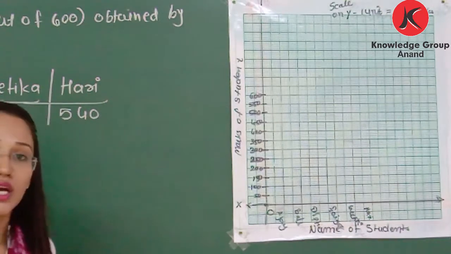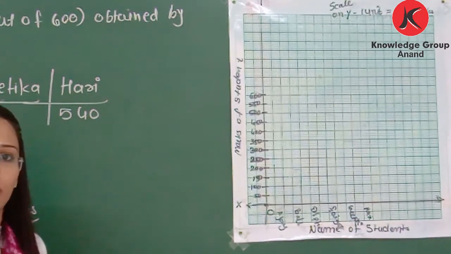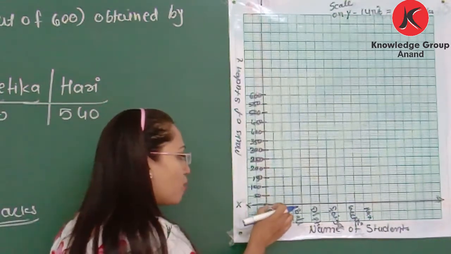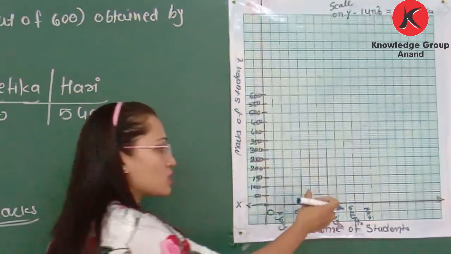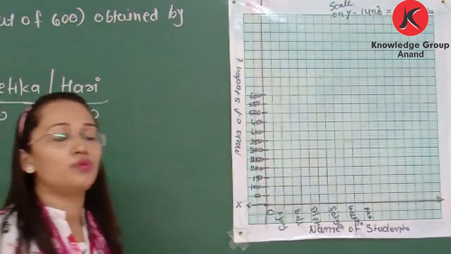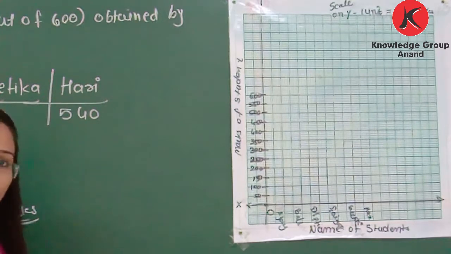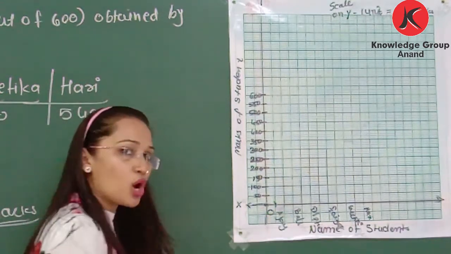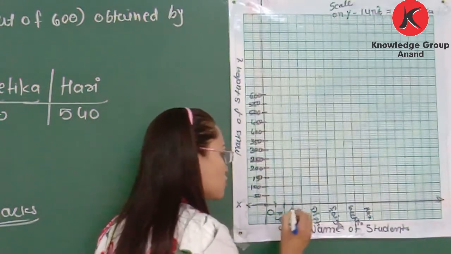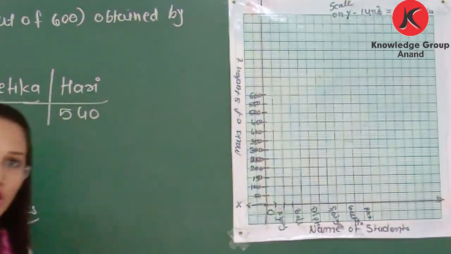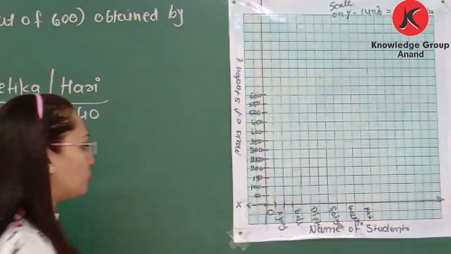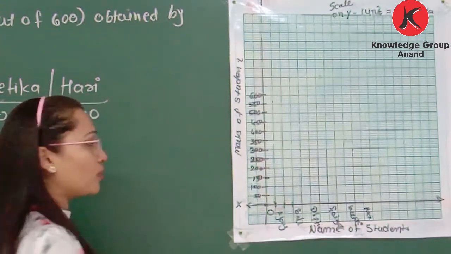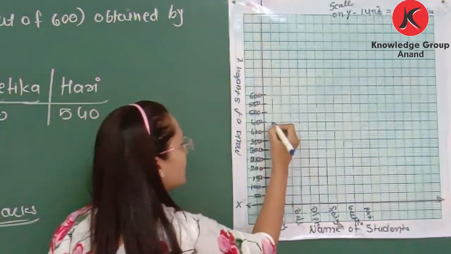Here I take a space of one box between the names of each student. This space must also be equal. It should not be that here you take two boxes and there one box. The space between each bar must be equal, then your bar graph is correct. If you take the first name after one box, then the second name must also have a space of one box. Clear?